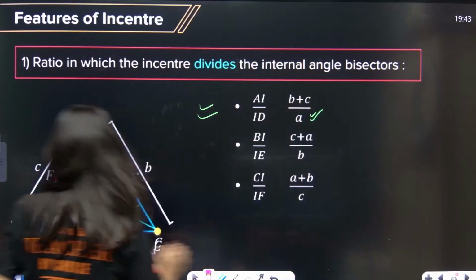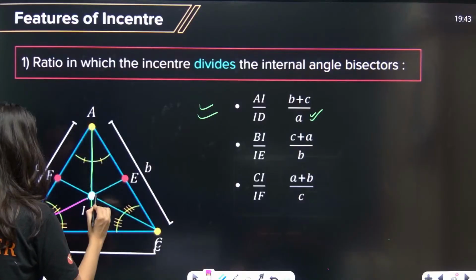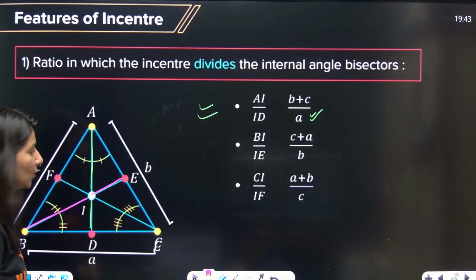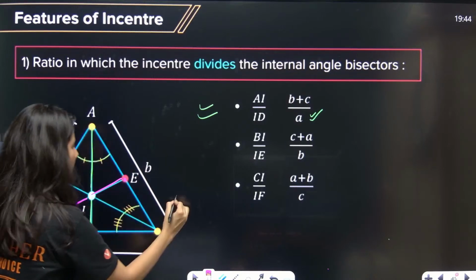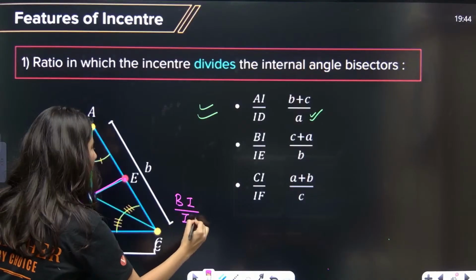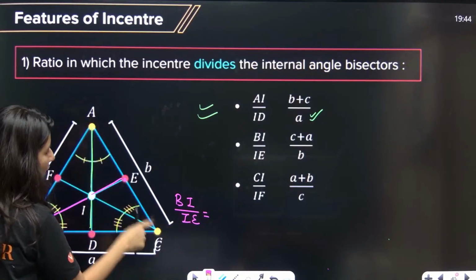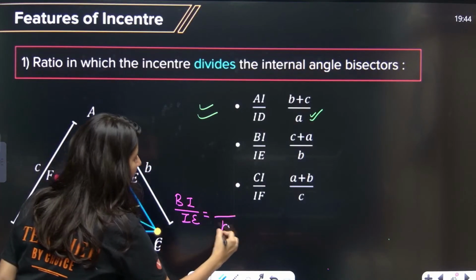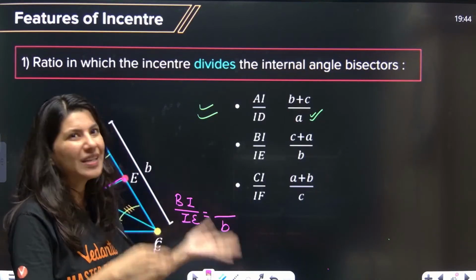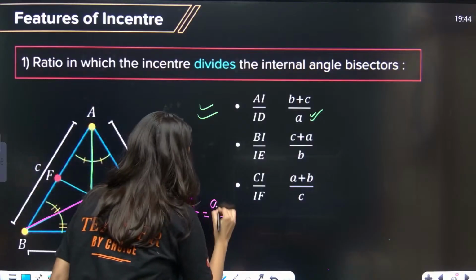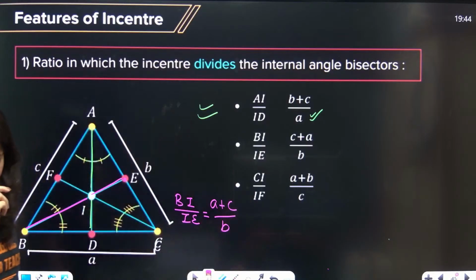Let me tell you one more thing. Suppose somebody is asking me BI upon IE. How will you do that? E is lying on this side, which is b. So for the ratio BI upon IE, understand the pattern. E is lying on this side, so length b. Now, what are the two other sides which are remaining? A and C. So a plus c.